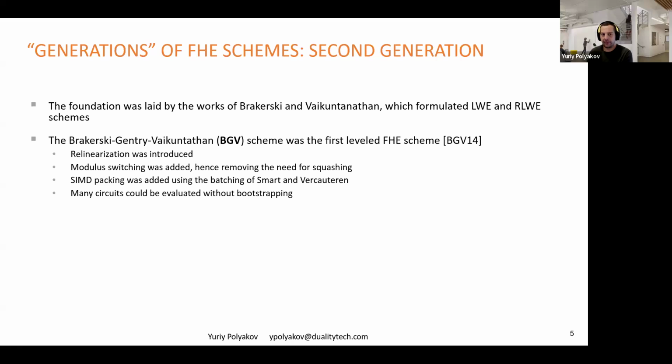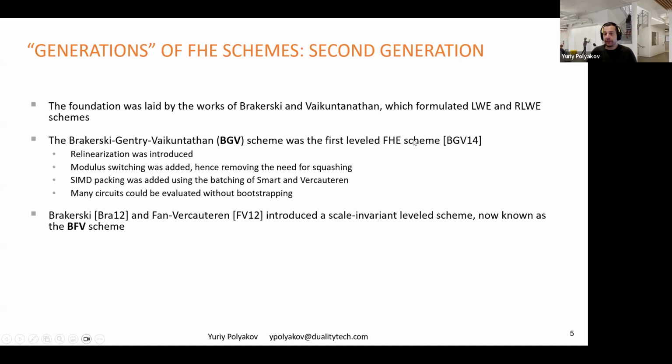And in parallel with this, SIMD packing was introduced as a way to improve the throughput of these schemes. And there was a monumental work by Smart and Vercauteren that discussed this.